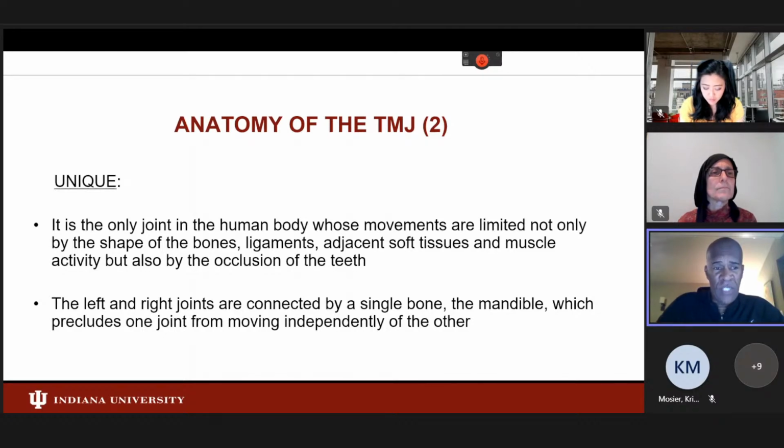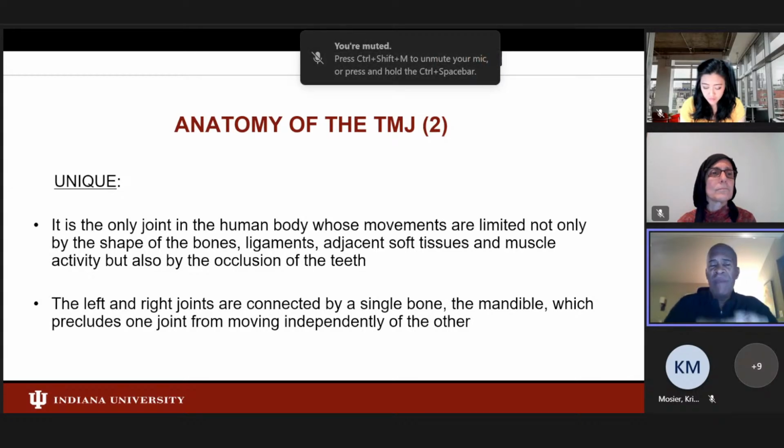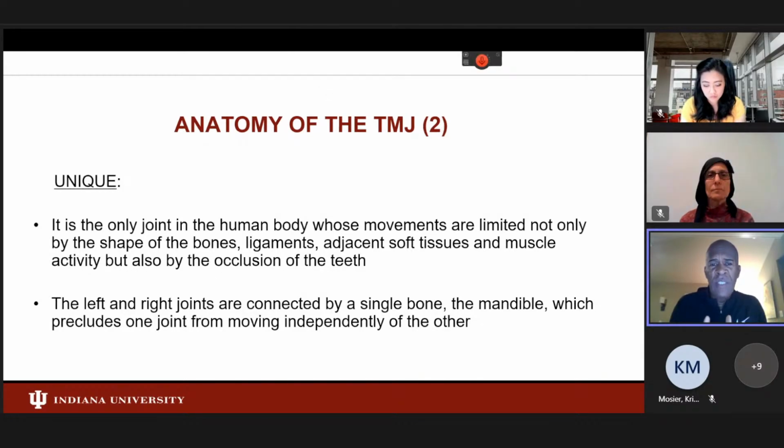They cannot work independently of each other. The other important feature of the temporomandibular joint is the fact that its movements are dictated not just by the shape of the joint and the soft tissue and the muscles and the ligaments that insert into the joint, but it's also dictated by this important concept of what we call occlusion. When we talk about occlusion, we mean the patient's bite, the way the teeth meet together. And again, that is a unique characteristic of the temporomandibular joint.